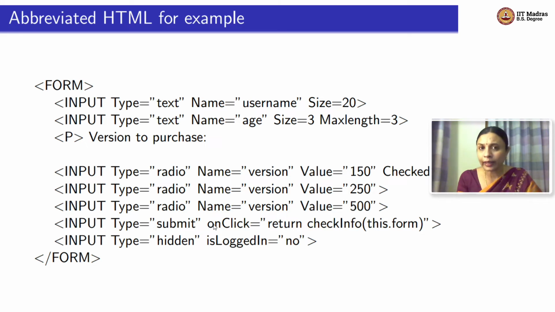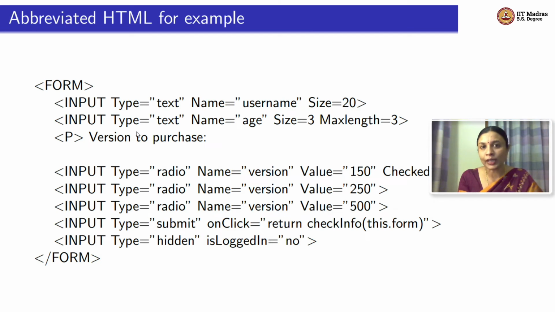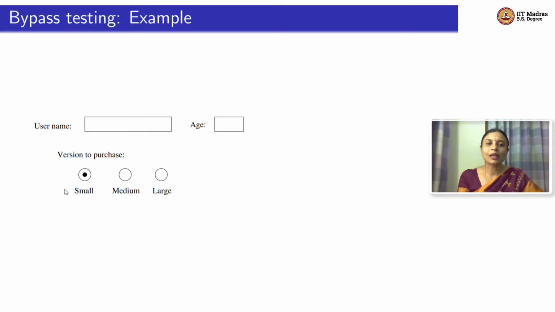When that person clicks on the submit button, on click, you call a method to check the information given in this form. There are some flags, like is logged in, which we don't have to worry about. And then the form ends. So this is what a user sees in the browser: the web page in HTML, somewhat like this. Now I want to bypass this and test.